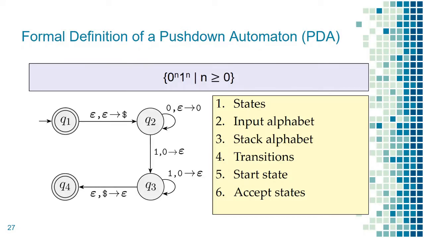So the states are exactly the same. The input alphabet is exactly the same. The start states are exactly the same and denoted in the same way. And our accept states are the exact same. The difference is now we have things that could be stacked into memory, or could be pushed into memory. And our transitions are different because we now have 3 components to our transitions, okay?